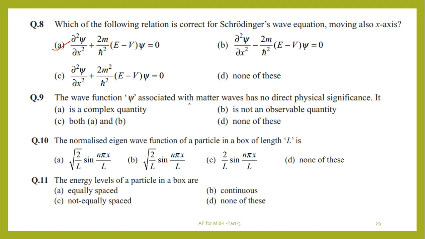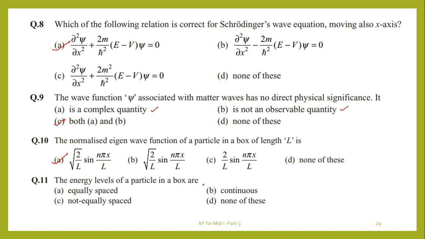Then the wave function psi associated with matter waves has no direct physical meaning. Basically, it is a complex quantity. It is not an observable quantity. Directly, we cannot measure what psi is. The normalized eigen wave function of a particle in a box of length L is psi equal to root 2 by L sine n pi x by L.